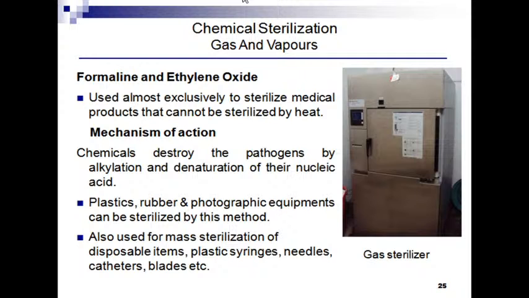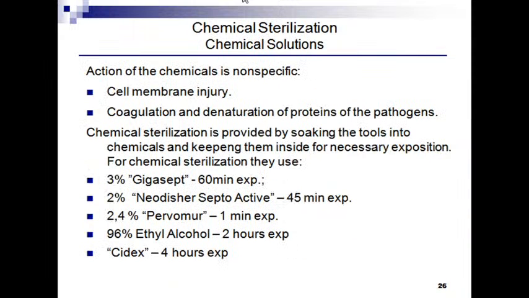Mechanism of action of chemical sterilization: chemicals destroy the pathogens by alkylation and denaturation of their nucleic acids. Plastic, rubber and photographic equipment can be sterilized by this method. It is also used for mass sterilization of disposable, single-use items such as plastic syringes, needles for injections, catheters, intravenous catheters, urinary catheters, and for sterilization of blades to avoid their damage by high temperature. The method can be used inside hospitals, in our sterilization rooms. In the operation theater, we also have gas sterilizers for the routine, daily technique of sterilization.